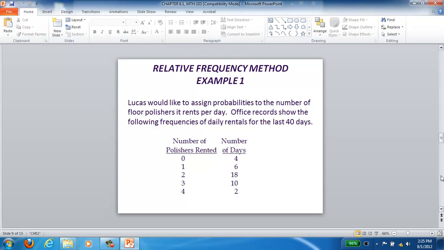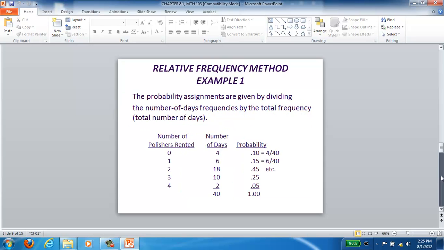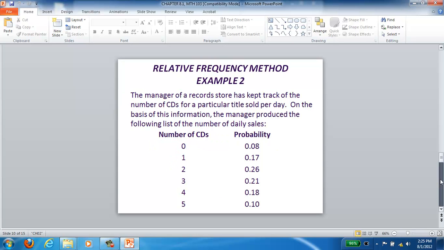For the relative frequency method, you have to find data from previous records. In this example we have the number of polishers rented over the last 40 days. That means on 4 days it was 0, on 6 days it was 1, and so on. What you have to do is calculate the relative frequency, meaning you divide 4 over 40. Why 40? Because 40 is the summation. So this is 0.1. Then 6 over 40 is 0.15, 8 over 40, and so on. So you create the probabilities. This is based on historical data, based on some records.